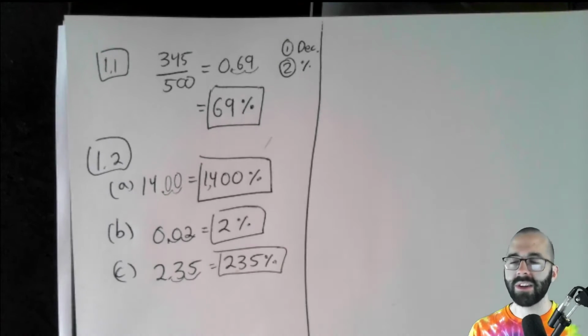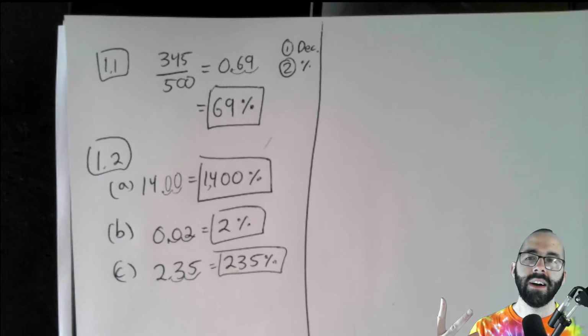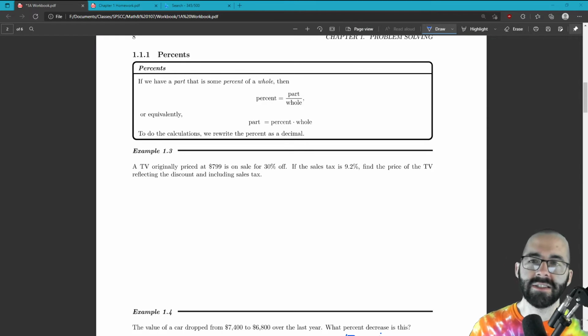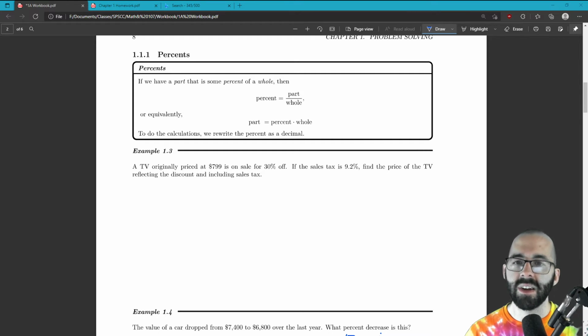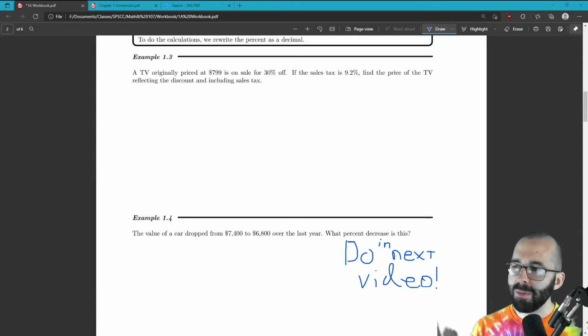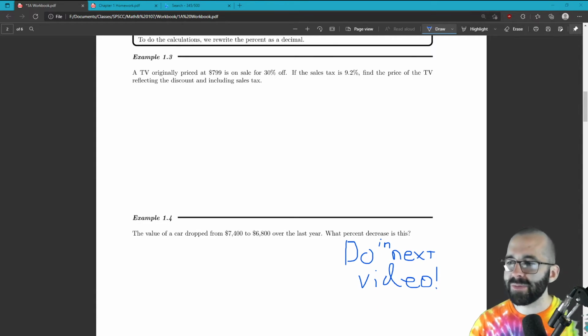Again, I think most people already know this, but it's important to cover it before we actually start solving some problems. So let's look at the next stuff. Another way of looking at the percent is looking at part out of the whole. That's what we did in the first problem. 345 liked sea turtles out of 500 that were asked. And we're going to just do 1.3 right now. 1.4 we're saving for the next video.